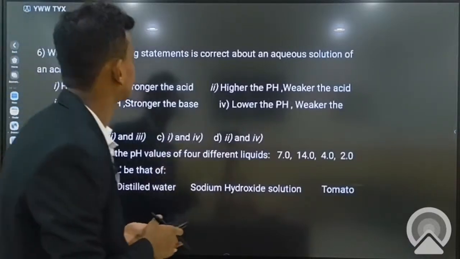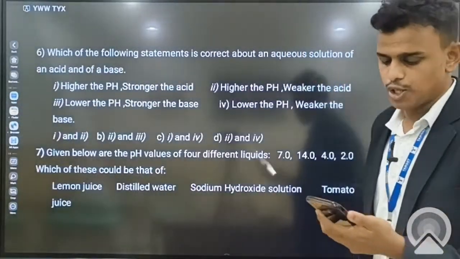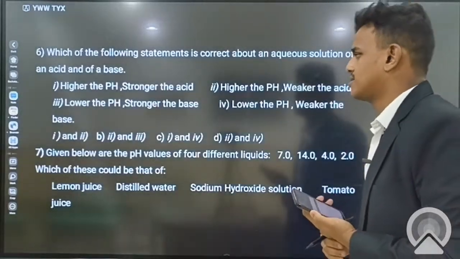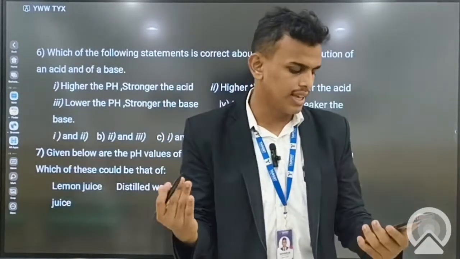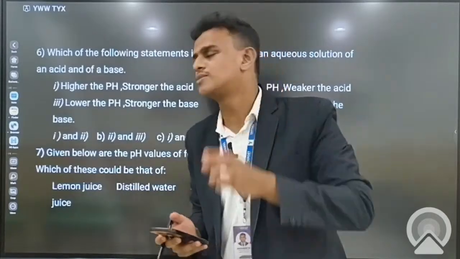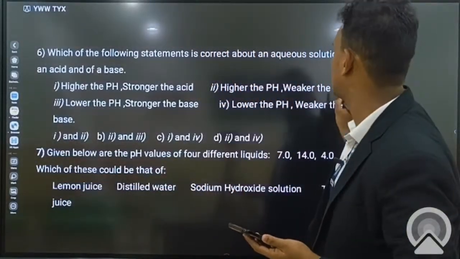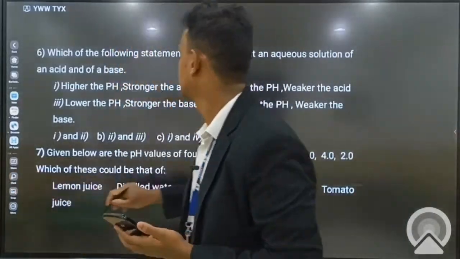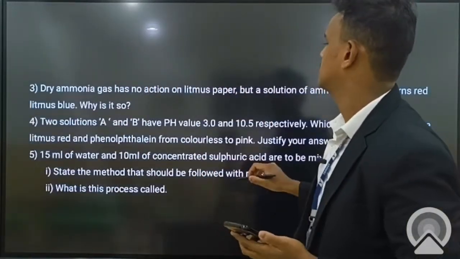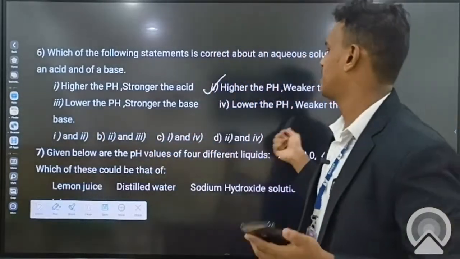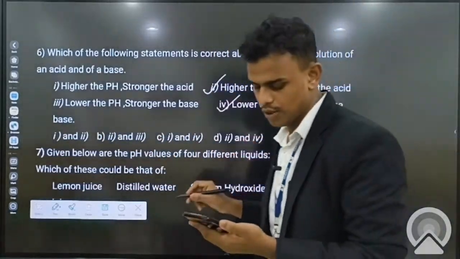Next one. Which of the following is correct about an aqueous solution of acids and bases? Higher the pH, stronger the acid. That is wrong. If the pH is very high, then it is basic. Higher the pH, weaker the acid. That is correct. Lower the pH, stronger the base. It's wrong. Lower the pH, weaker the base.